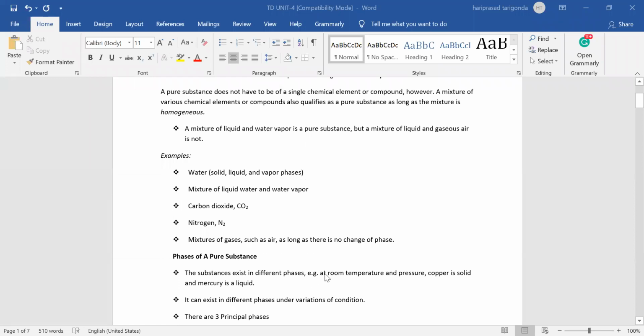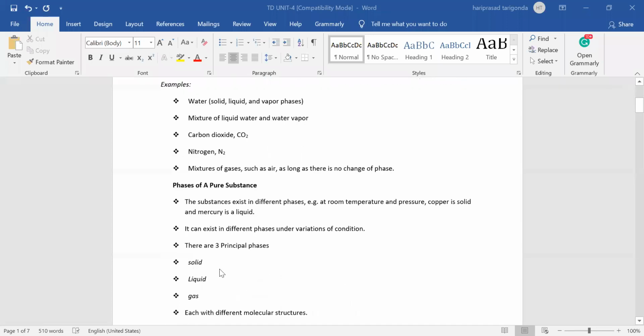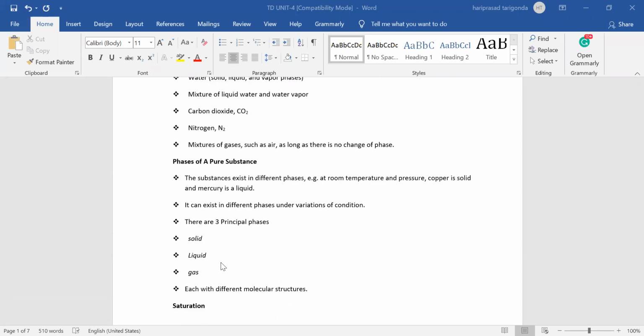Now coming to the phases of a pure substance, generally we know three phases will be there. The substance exists in different phases. For example, at room temperature and pressure, copper is solid and mercury is liquid. So it can exist in different phases under variation of conditions. Generally the phases are solid, liquid, and gas. These are the three phases in which a pure substance will exist.